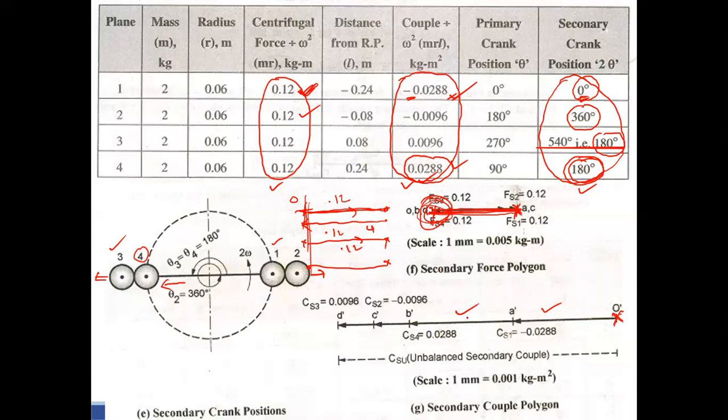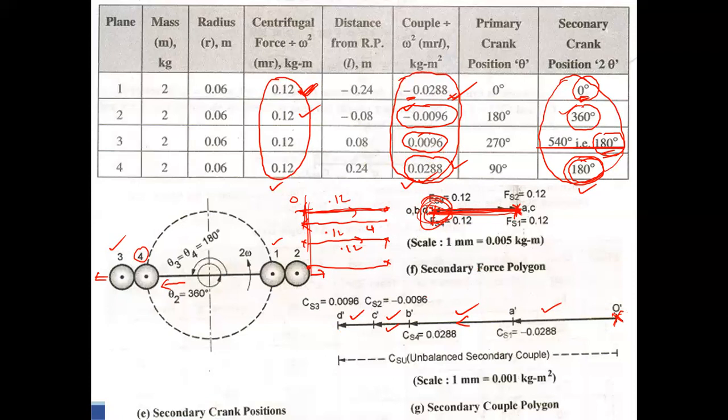0.00288 towards left. Then you take the second one. Second one is minus 0.0096. What is the angle? 360 degree. 360 means towards right. But here the value is minus. So again you take towards left. This represents the second. Then this is 3. What's the direction? 180 degree. 180 degree means towards left. The value is 0.0096.